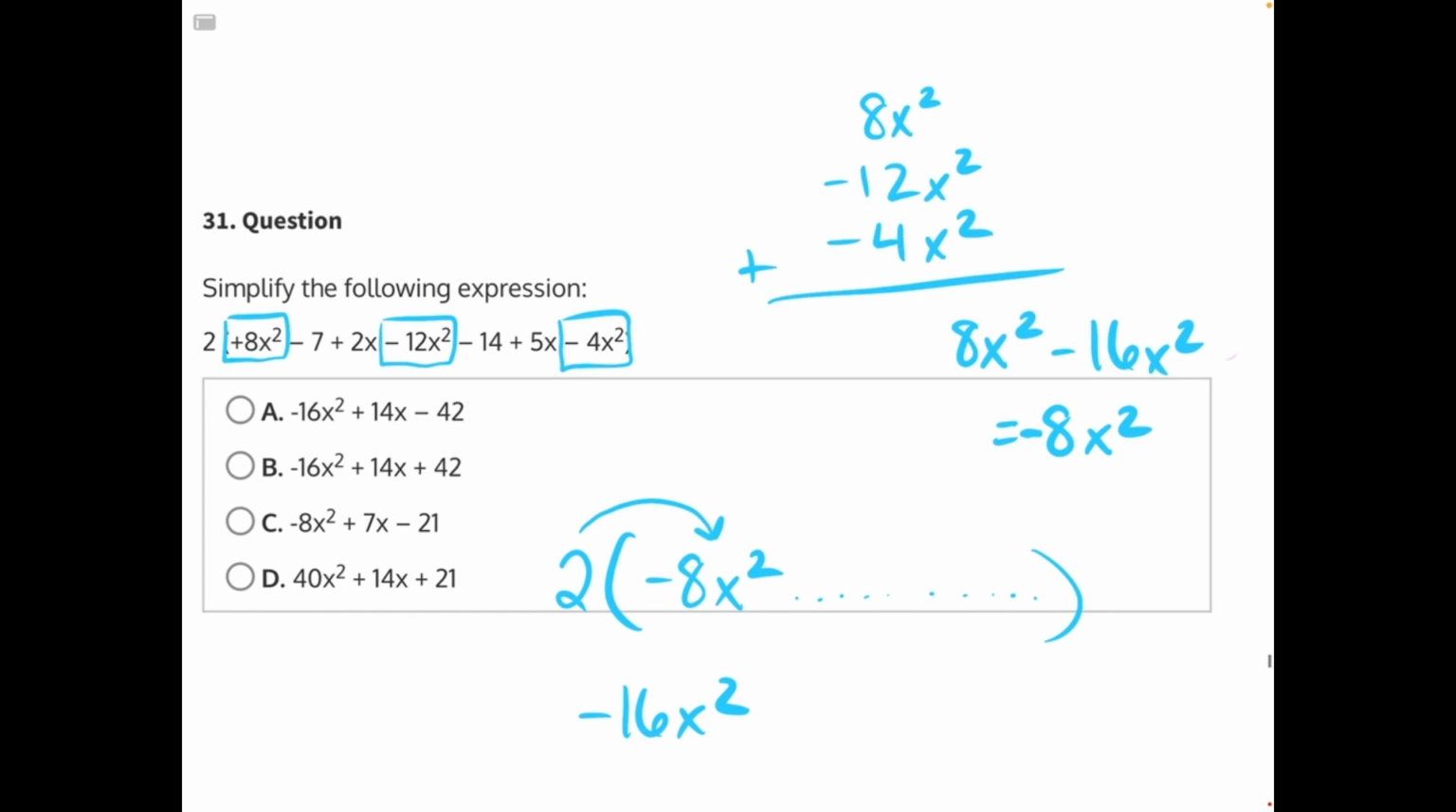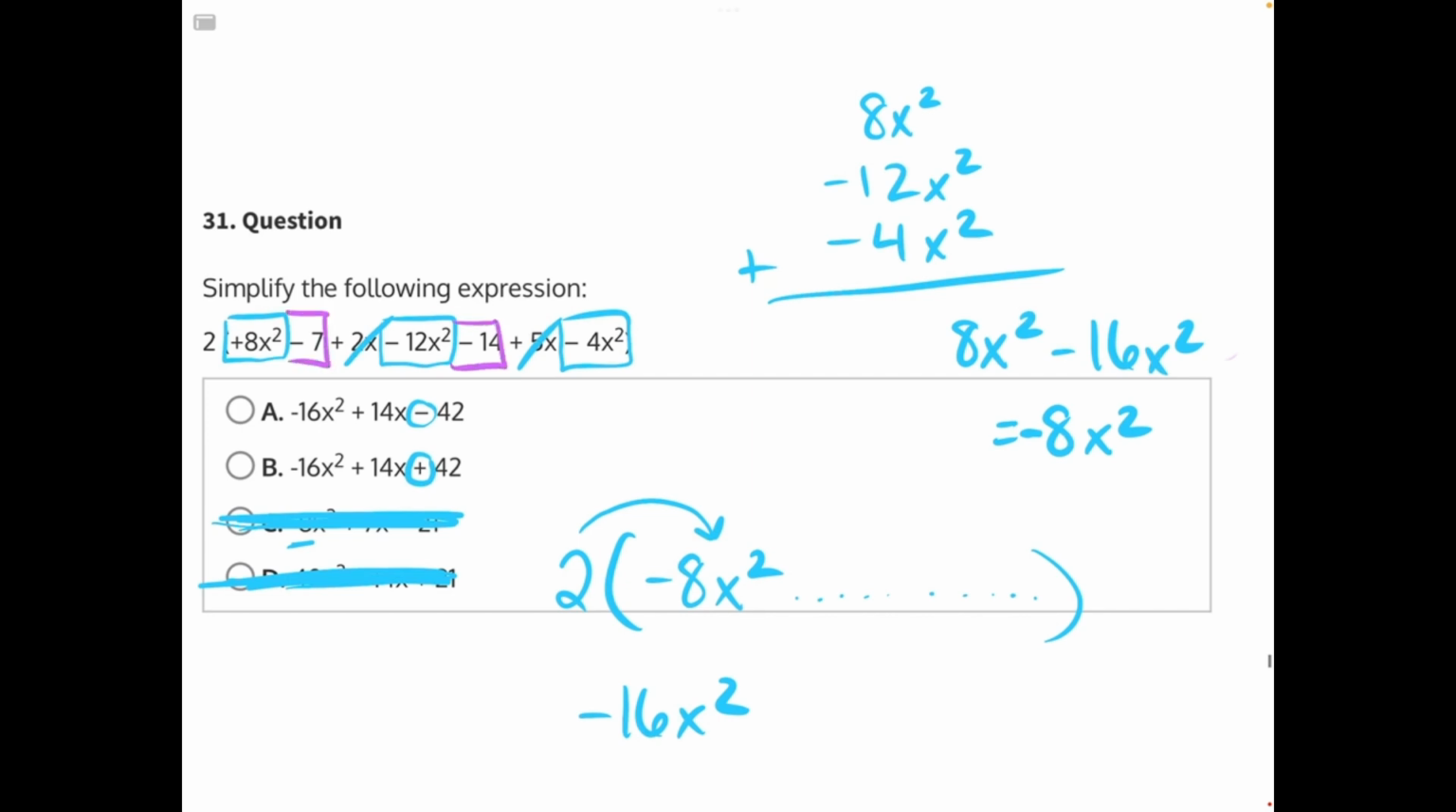So that means that C is incorrect because it doesn't have negative 16x squared, and D is incorrect because it doesn't have negative 16x squared. And looking between answer choice A and B, the only discernible difference is the sign of the last number in the polynomial. So for the sake of time, let's skip simplifying these two terms and go straight to simplifying the negative 7 and negative 14.